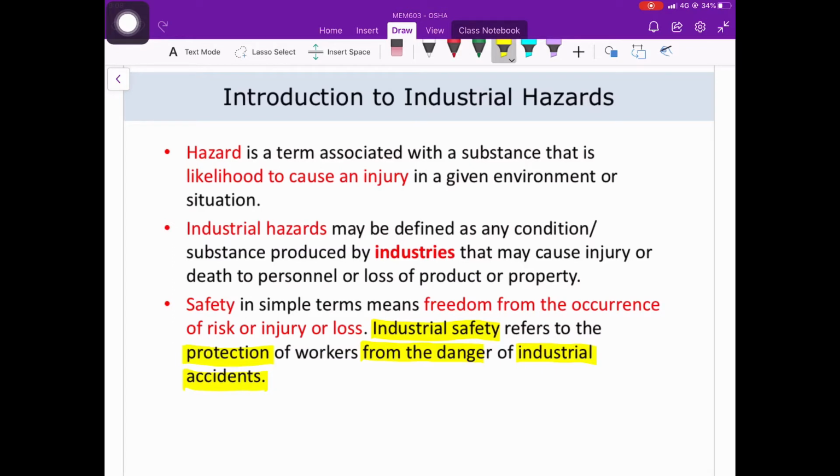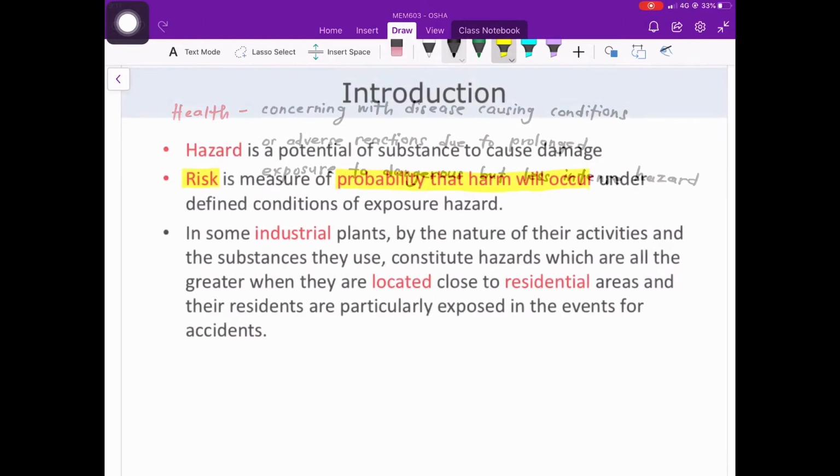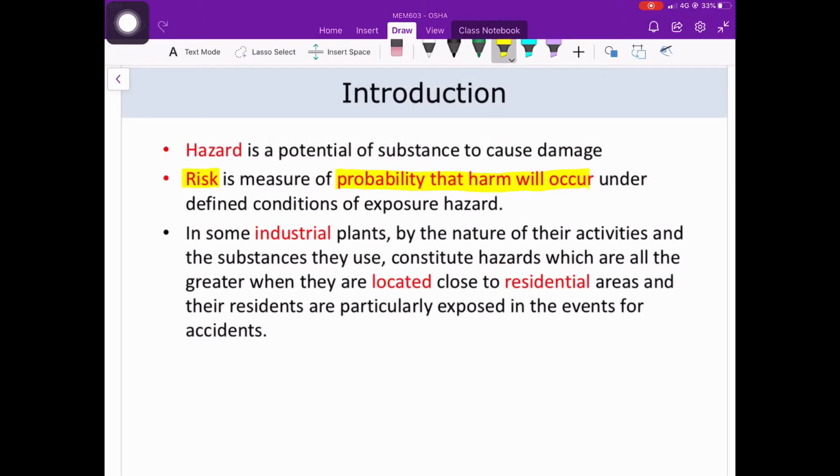Meanwhile, industrial safety refers to the protection of workers from the danger of industrial accidents, while the term health is normally concerned with disease-causing conditions or the adverse reactions due to prolonged exposure to dangerous but less intense hazards. And lastly, risk can be defined as the probability that harm will occur under the defined conditions of hazard exposure.